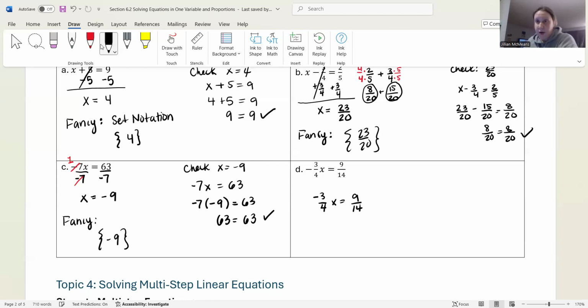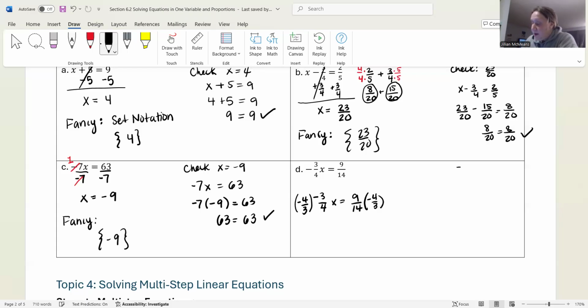The trick here is if the coefficient on x is a fraction, instead of dividing both sides by -3/4 and then converting that to multiplication, just go ahead and multiply both sides by the reciprocal of the coefficient. So we're going to multiply both sides by -4/3.